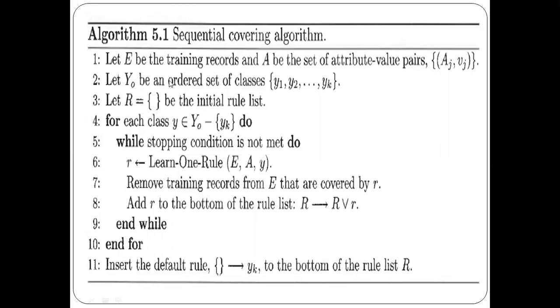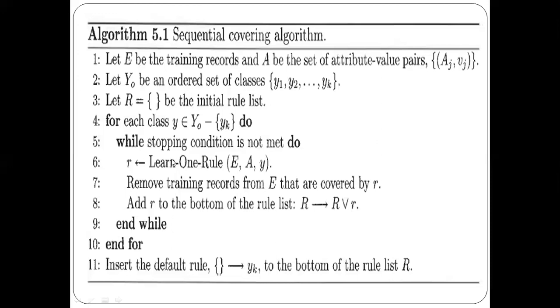So initially we'll consider this class level, that is birds. Birds is considered as Y here, and then Y naught minus YK is to subtract that birds from the given list, so the remaining set of class levels. So this Y belongs to the remaining set of class levels. We will be repeating this algorithm until the stopping condition is met. While the stopping condition is not met, do learn one rule from this training set of records and attribute value pairs and this class label Y.